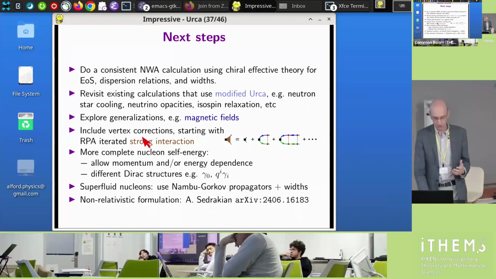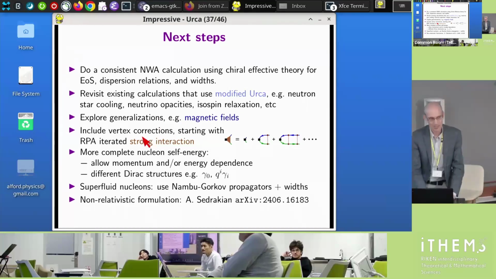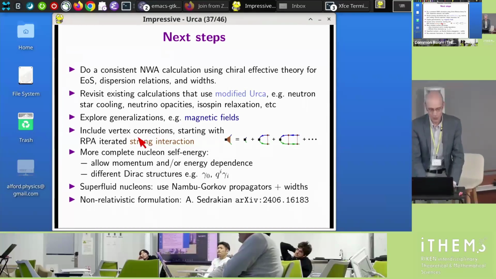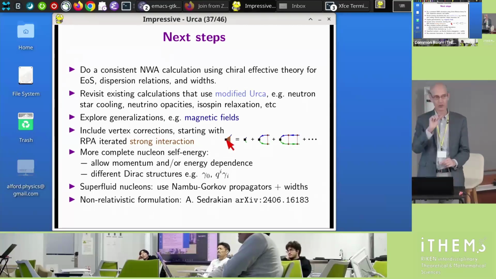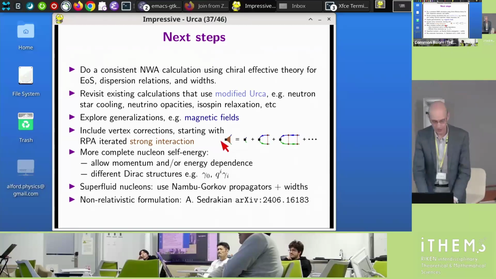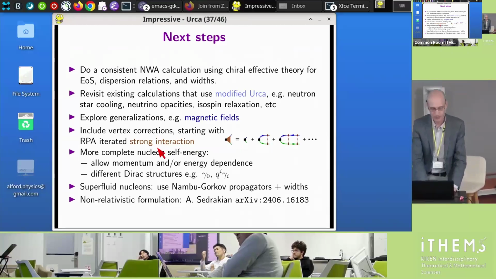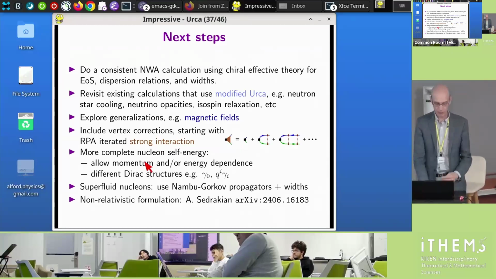Now to some more significant things, okay? When I say significant, I mean more challenging. One thing is we completely neglected vertex corrections, right? All we did was correct those propagator lines in that diagram. We didn't correct the vertices. So you could also start thinking about strong interaction corrections to the vertices where pions get exchanged between the neutron and the proton. As people already brought out by questions, even if you're just sticking to the nucleon self-energy, you could do a more complete job with that.